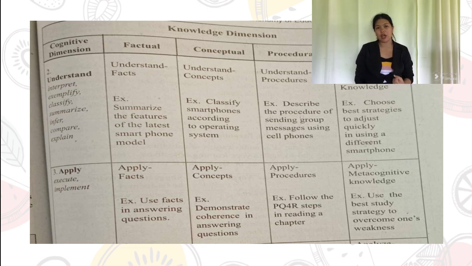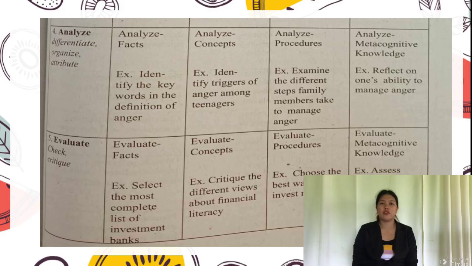Now after the demonstration, there's a procedural. Of course, they will follow the PQ4R steps in reading a chapter, and that is the procedural. And the fourth one is they will use the best study strategy to overcome one's weakness. So the fourth level is the analyzation or the analyze. Here it has differentiate, organize, and attribute.